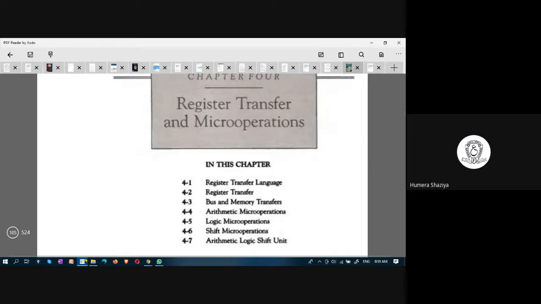Let us first understand what we mean by register, what we mean by transfer, and what micro operations are. You might have used and seen a register. A long notebook is also called a register. You write your notes in your register, right? Or we can also have a student's attendance register, teachers' attendance register, meeting register. It is like a book.